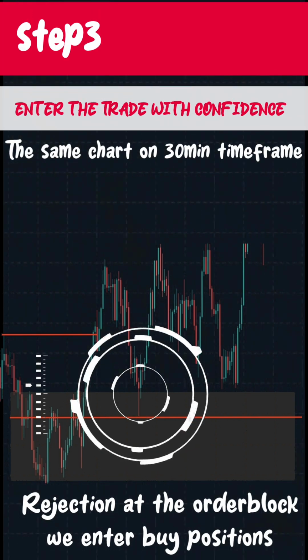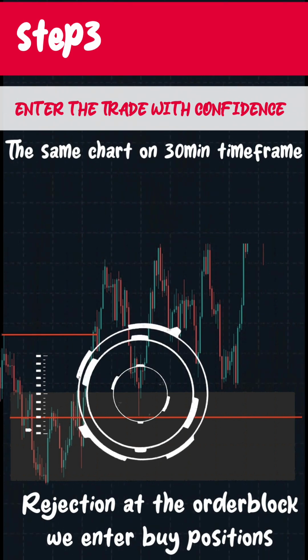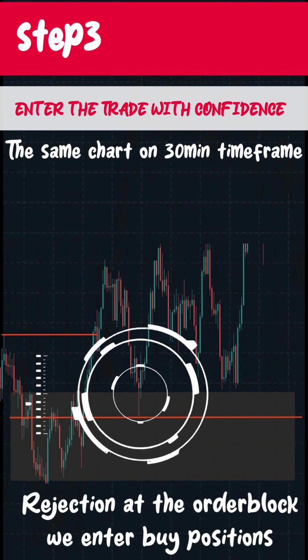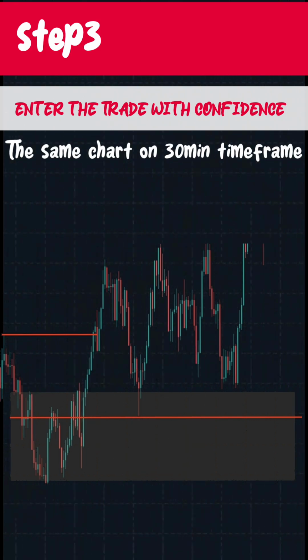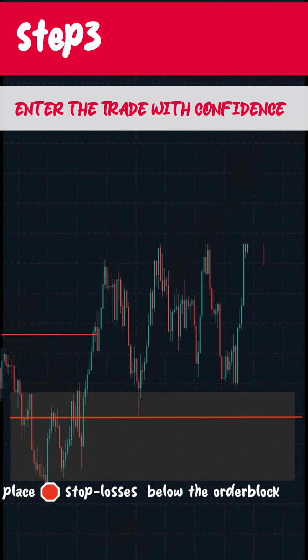Step 3. Enter the trade once price has confirmed that it's rejecting the order block. Enter the trade in the direction of the market's intent, long for bullish and short for bearish. Use a tight stop loss below the order block for buy orders or above it for sell orders.